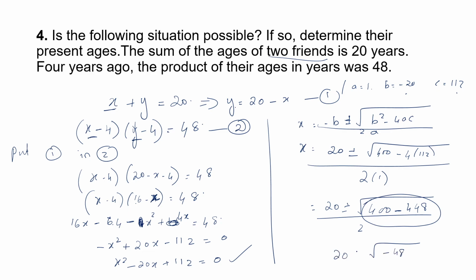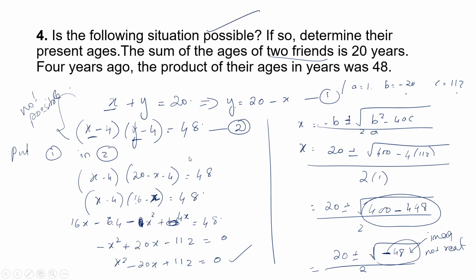So if it is minus 48, inside the root, if negative is there, we can't get real roots. It's becoming an imaginary root, not a real root. So if that is the case, this condition is not possible. So you have to write, the situation given is not possible. Like that you have to write and conclude. Okay, is this clear?